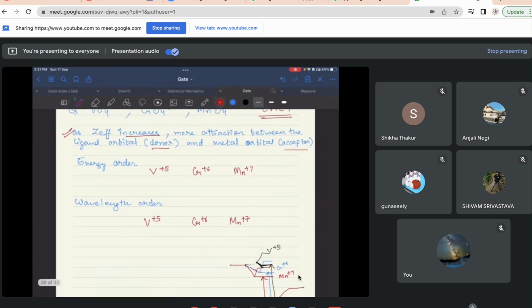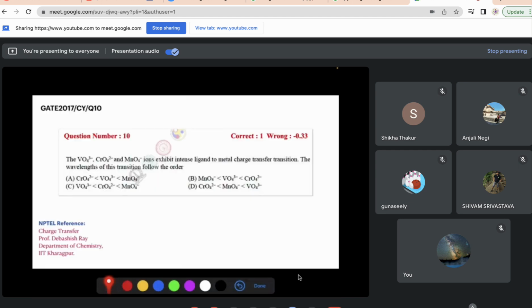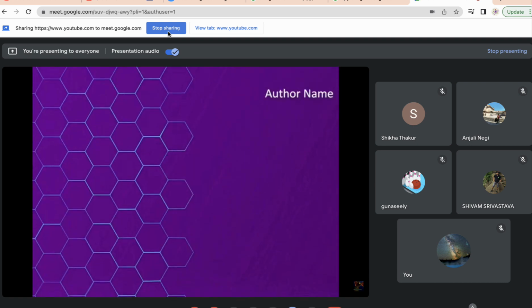And as we know, energy is inversely proportional to wavelength, so the order gets reversed in the case of wavelength. So my wavelength order will be this. The correct option for the given question is option C. I will refer you to the lecture on Charge Transfer by Professor Debashish Ray, Department of Chemistry, IIT Kharagpur. The link is attached. Thank you.